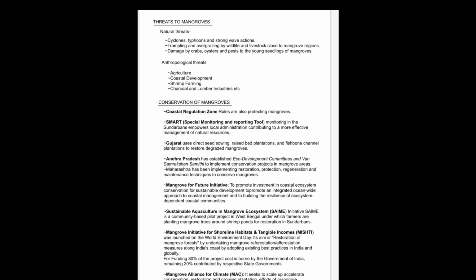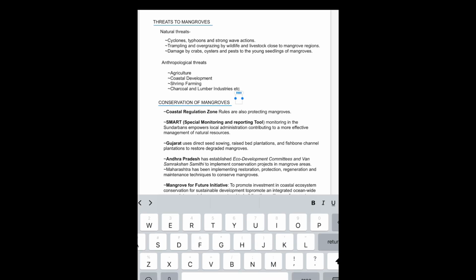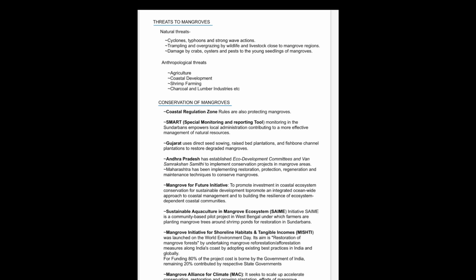Next, what are the steps taken for the conservation of mangroves? The Coastal Regulation Zone rules are there for protection of mangroves. Then SMART, the Spatial Monitoring and Reporting Tool, mainly for monitoring in the Sundarban areas. In Gujarat, they use direct seed sowing, raised bed plantation and fishbone channel plantation to restore degraded mangroves. Andhra Pradesh has established an Eco Development Committee and a Samrakshan Committee.